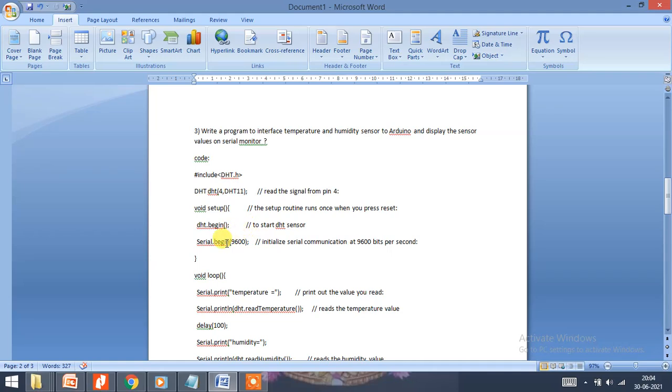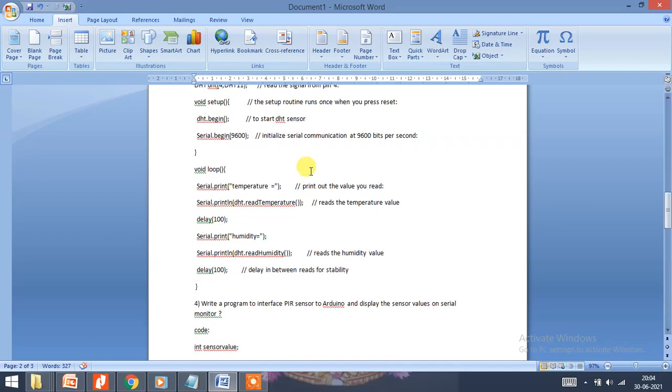Now we communicate at a baud rate of 9600 bits per second. In the main loop we can see Serial.print temperature equal to, where you are going to get the value. So Serial.println dht.readTemperature reads the temperature value. This sensor reads the temperature value, and whatever temperature value has been read, we print it here. So we use a certain delay.